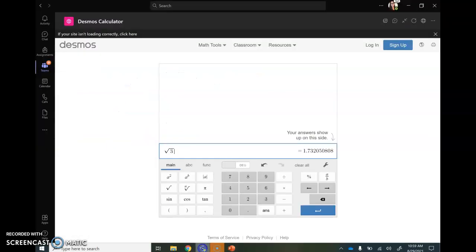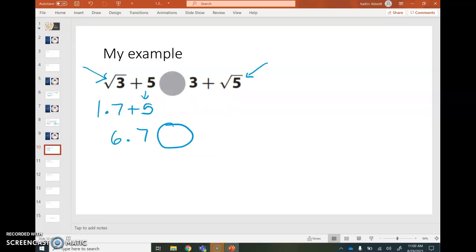Now I need the square root of 5. Square root of 5, I got 2.2. I don't need the rest of this, just 2.2. Go back to PowerPoint. 2.2. Bring down this plus 3. 3 plus 2 is 5. And I got 5.2. Now, which number is bigger? 6.7 or 5.2? 6.7. So I'm going to make that alligator eat the 6.7. And that's that. So 6.7 is bigger.